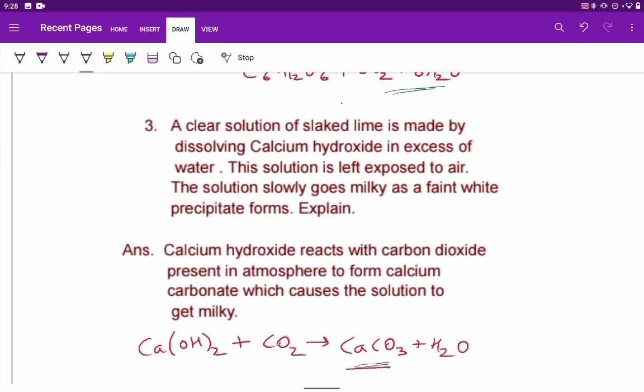So CaCO3 has to be formed. So Ca(OH)2 plus CO2 gives CaCO3 plus H2O. So calcium carbonate causes the solution to get milky. So this is the explanation.